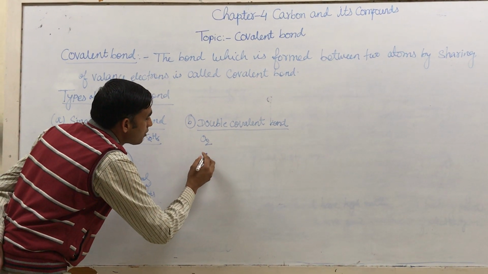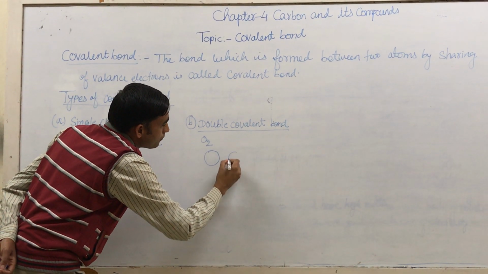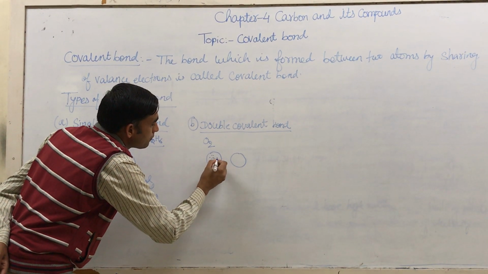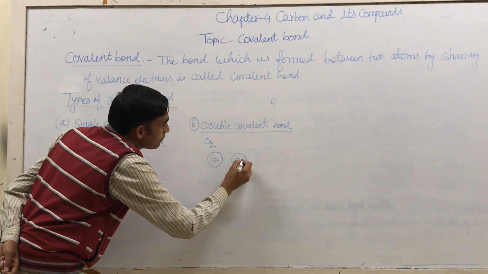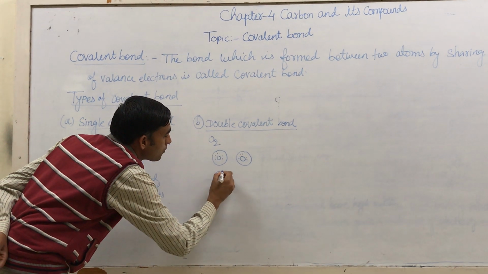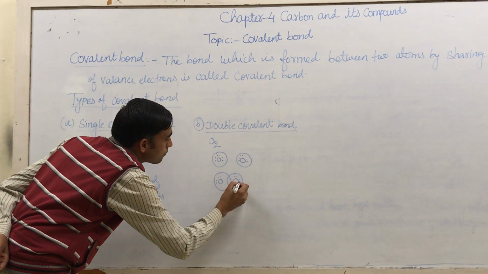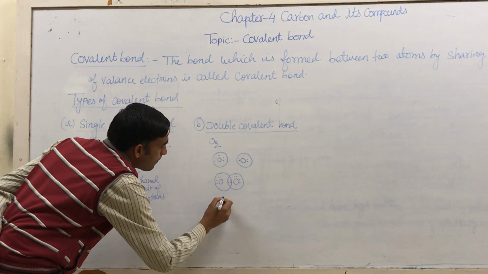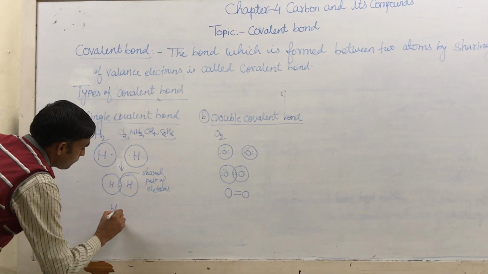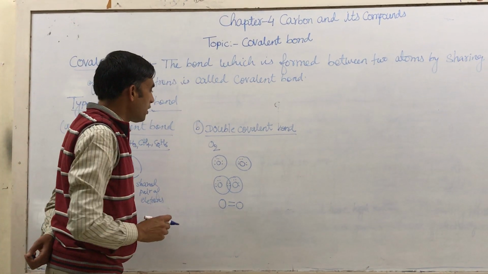The atomic number of oxygen is 8, so oxygen has 6 valence electrons in the outermost shell. So each oxygen shares 2 electrons like this, and forms a double covalent bond like this. So this is the formation of a double covalent bond in oxygen.